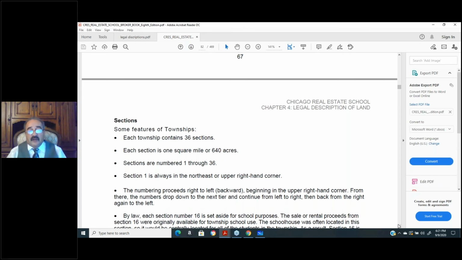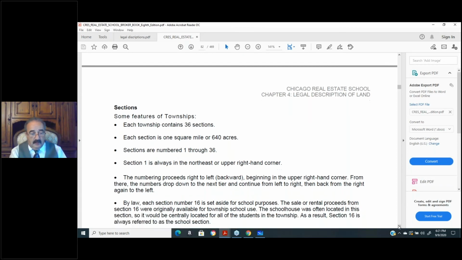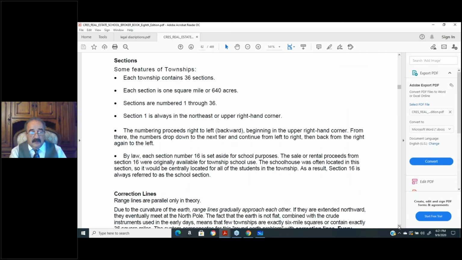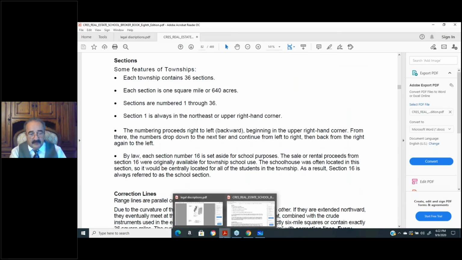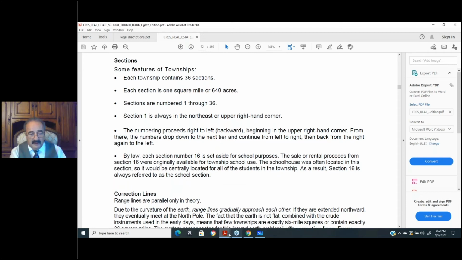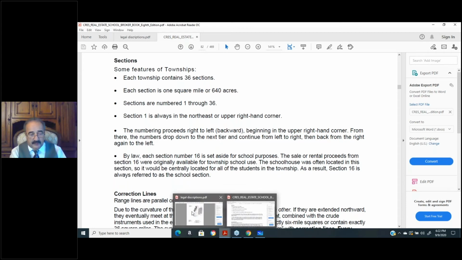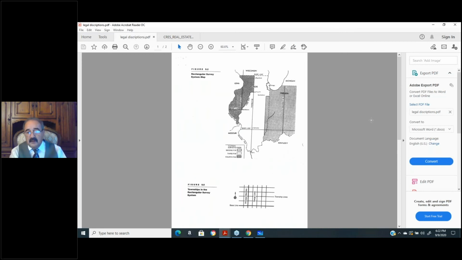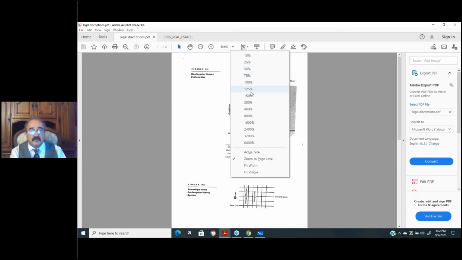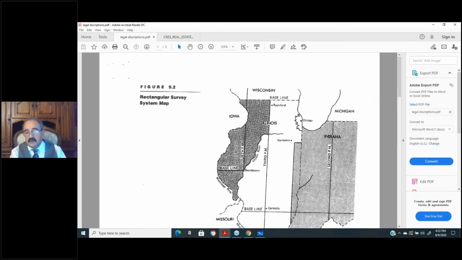I'm sorry. Each township contains 36 sections. Each section is 1 mile by 1 mile, 1 mile square, or 640 acres. So let me go back to something here. Let me go back to my handout that I had for you last week. Now, remember I gave you this handout. Let me go to the next page. I want to make this one a little bit bigger too. Let's go to, there we go. That's better.